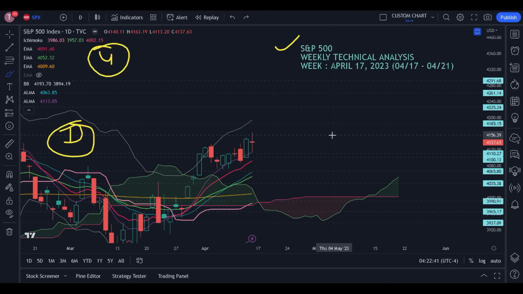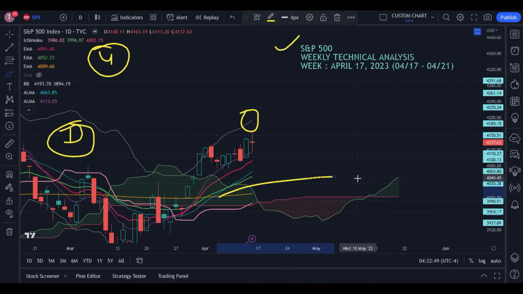Now let's see what the technical indicators are saying. First comes the Bollinger Bands. This is the upper band of the Bollinger Band. This is the median of the Bollinger Band. Because the S&P 500 is trading in between the upper band and the median of the Bollinger Band, this means that the S&P 500 is bullish through the Bollinger Bands.